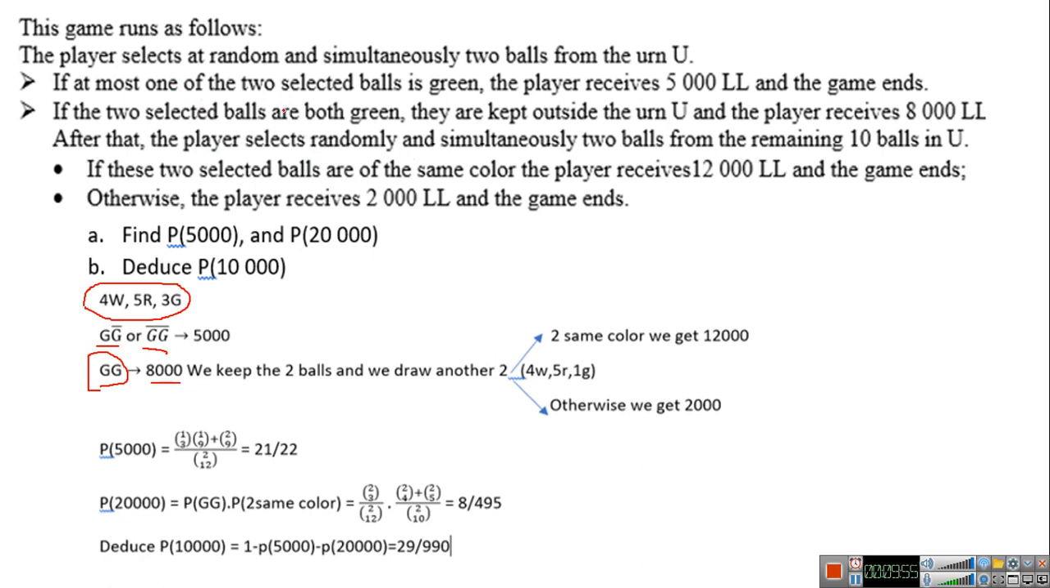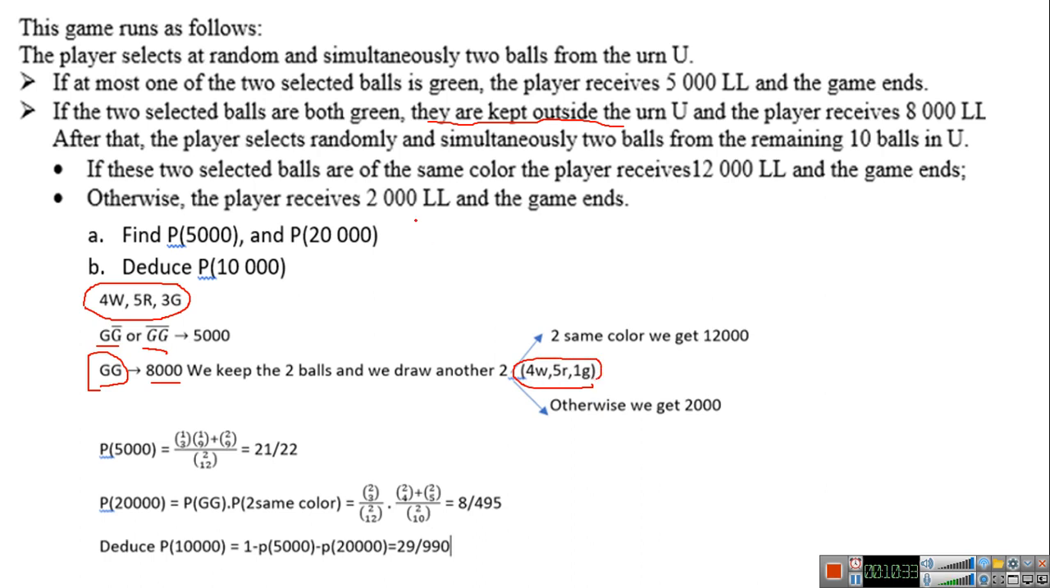Okay, but here the 2 balls that you're going to get are kept outside the urn. You're not going to take them back. If the two selected are both green, they are kept outside the urn and the player receives 8,000. After that, the player selects randomly and simultaneously 2 balls from the remaining 10 balls in the urn. It was 12, now it's 10. So instead of 3 green, because I have drawn 2 green before and keep them out, I have 4 white, 5 red, and 1 green. So I have 10.